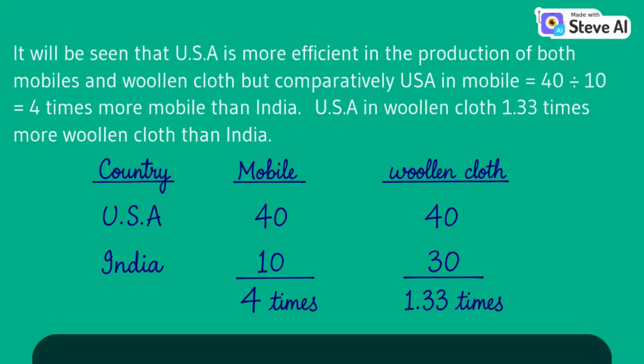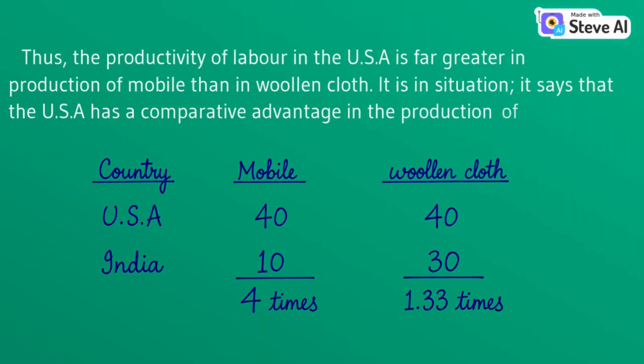It will be seen that USA is more efficient in the production of both mobiles and woolen cloth, but comparatively, USA in mobile equals 40 divided by 10 equals 4 times more mobile than India. USA in woolen cloth is 1.33 times more woolen cloth than India. Thus, the productivity of labor in the USA is far greater in production of mobile than in woolen cloth.